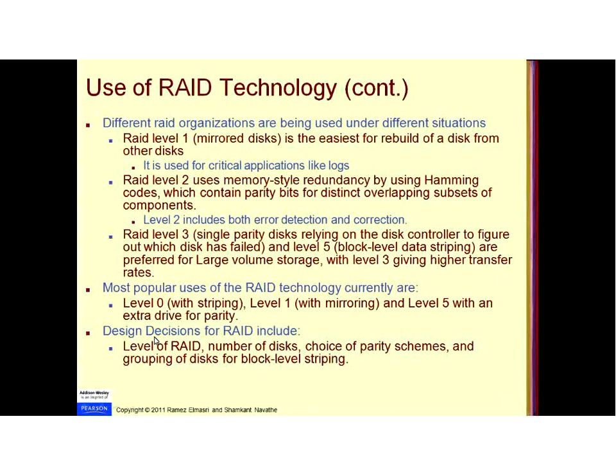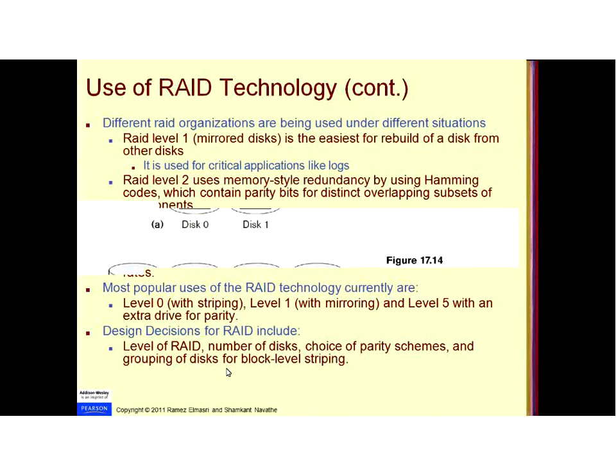So when we have to decide which RAID levels to incorporate in our disk, it depends on the level of RAID you are choosing, the number of disks we have, the choice of parity schemes, and the grouping of disks for block level striping. We go for block level striping because our file is divided into a sequence of blocks. So these are the design decisions we have to make when we go for RAID technology.